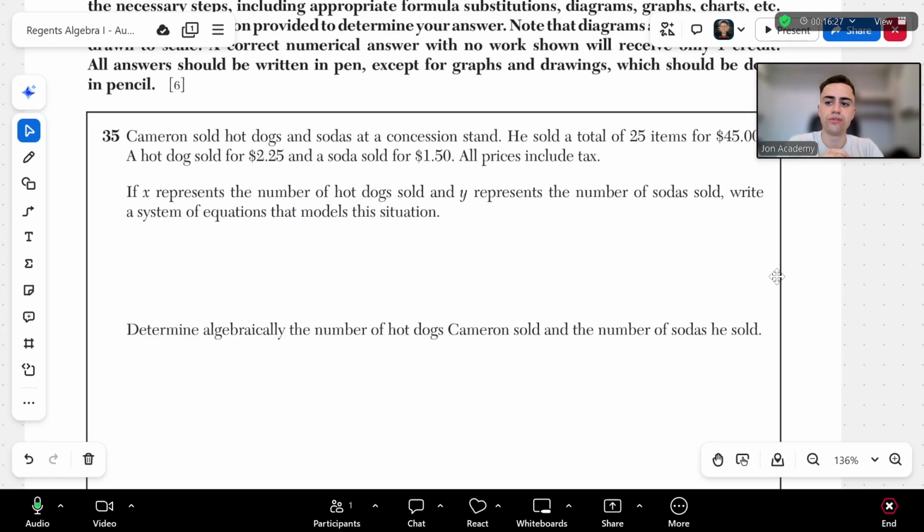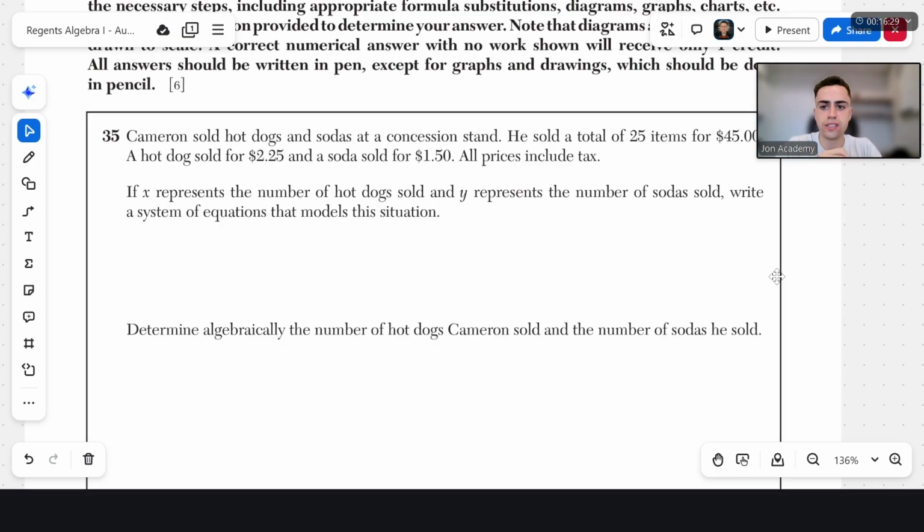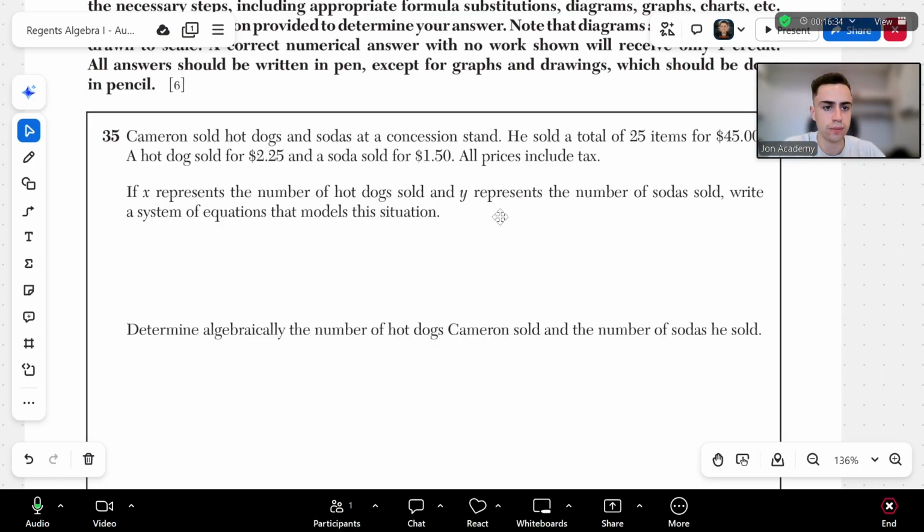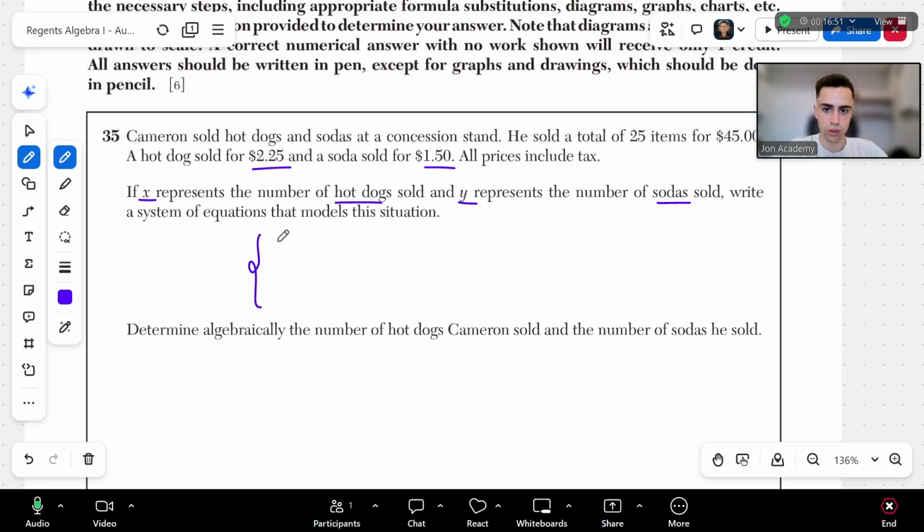And now let's solve this finally about Cameron. Let's see. So he's selling hot dogs and sodas, no? 25 items for $45. Each hot dog is 2.25. Soda is for 1.50. So x are hot dogs and y are sodas. So we need to bring a system of two equations, no? So we know that x plus y needs to be 25, no? That's the sum of the items. Hot dogs plus sodas equals 25.